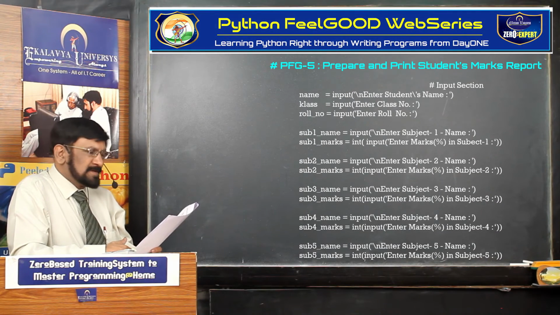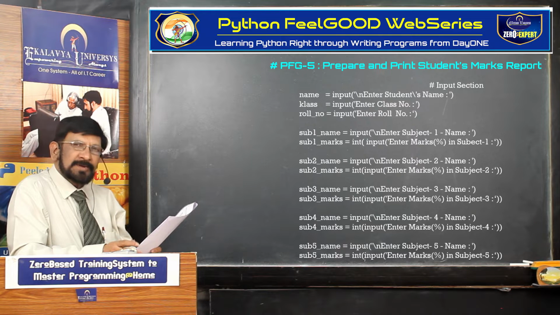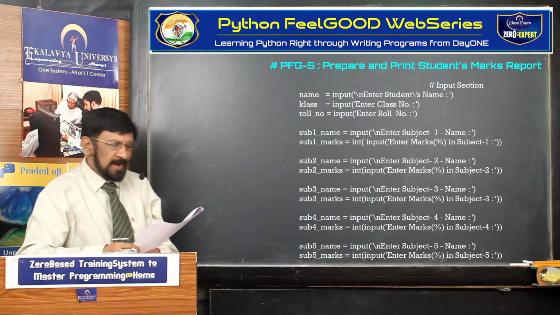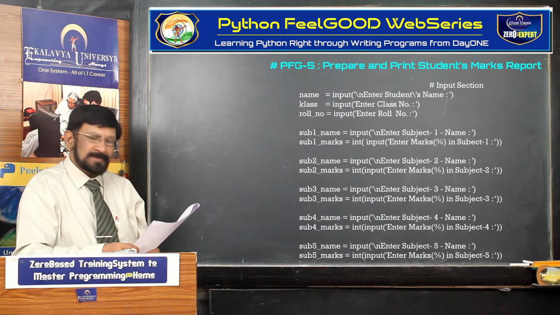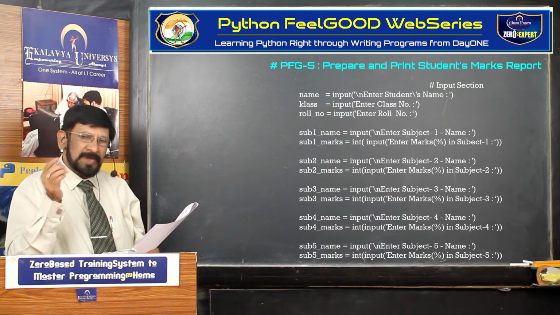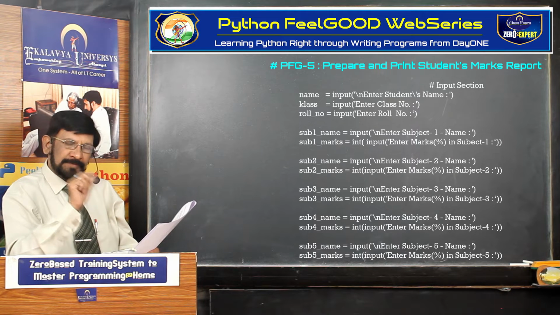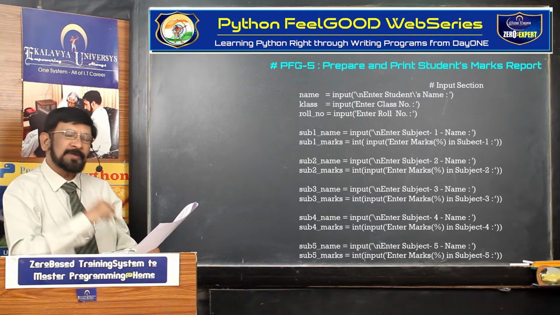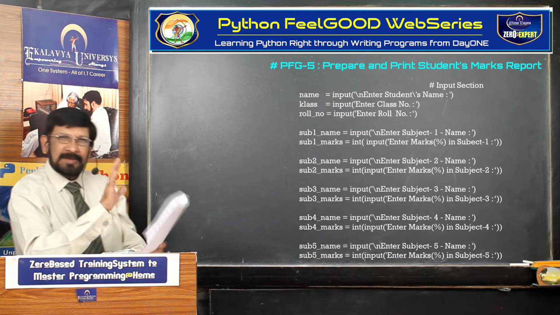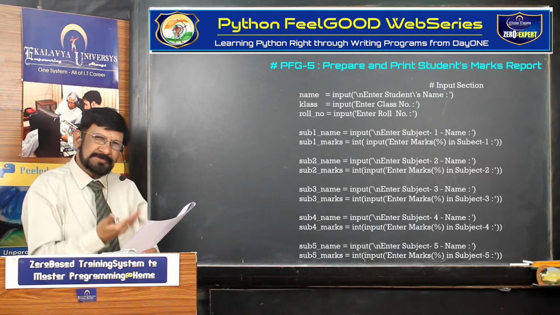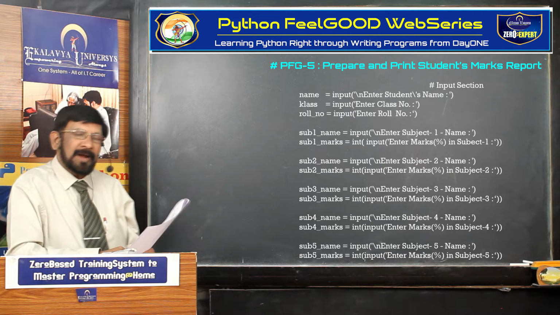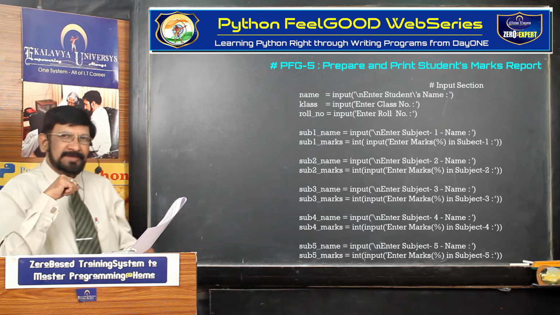Now, here you see subject one name, which I read normally using the input function. Second one, subject one marks, I use the int function because I want to convert. Thereafter, everything: subject 2 group, subject 3 group, subject 4 group, subject 5 group. Here, see, it is like a good designed page, nicely formatted. And one more advantage is there.